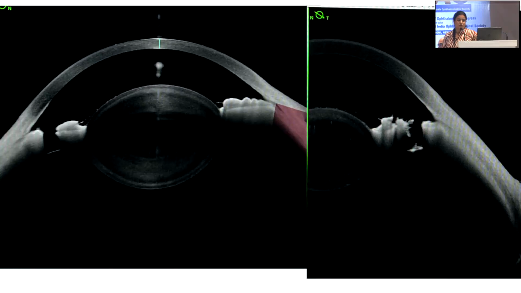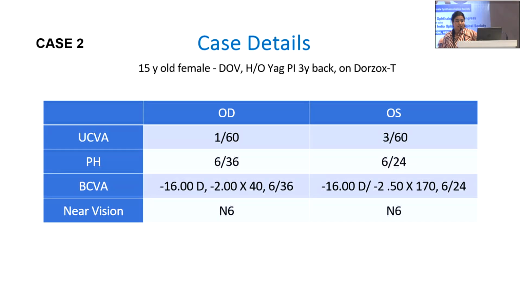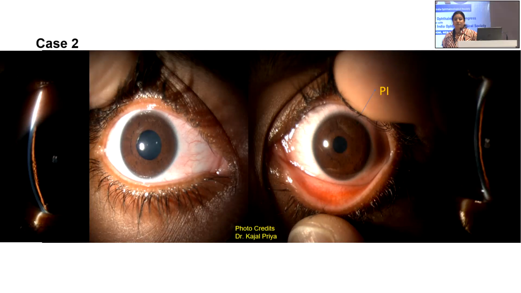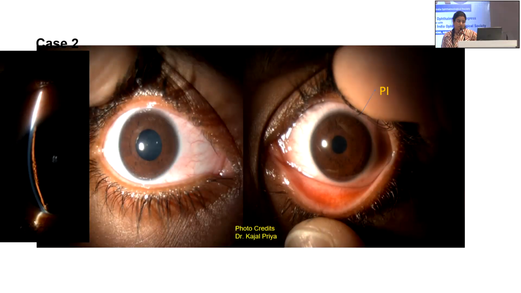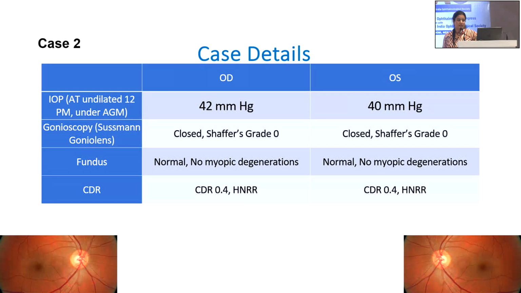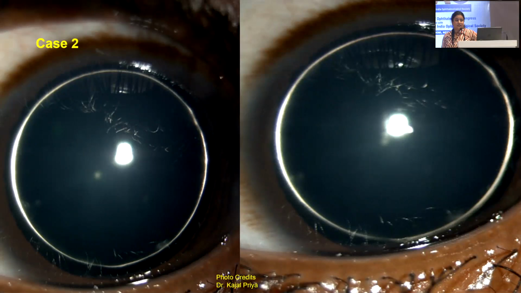The patient was doing quite well, but there was another case, a patient with PI and on Dorzox T, who still presented on follow-up with again a shallow AC and a patent PI. So despite prophylactic PI and being on AGMs, the pressures were not controlled. They were as high as 42 and 40. The culprit in this case is not glaucoma itself, but a secondary cause due to the microspherophakia.